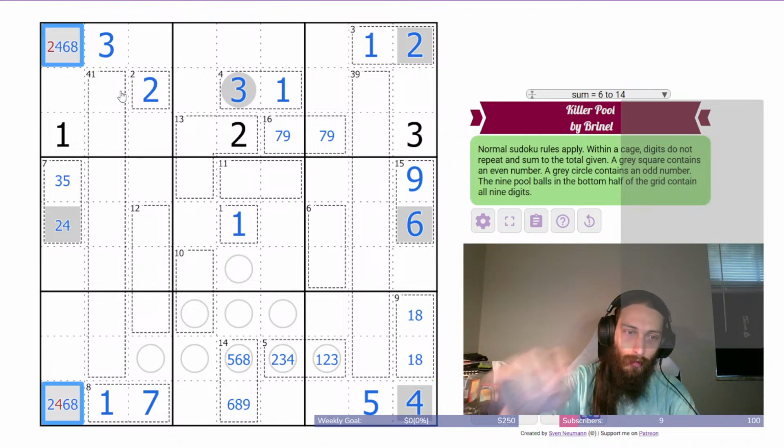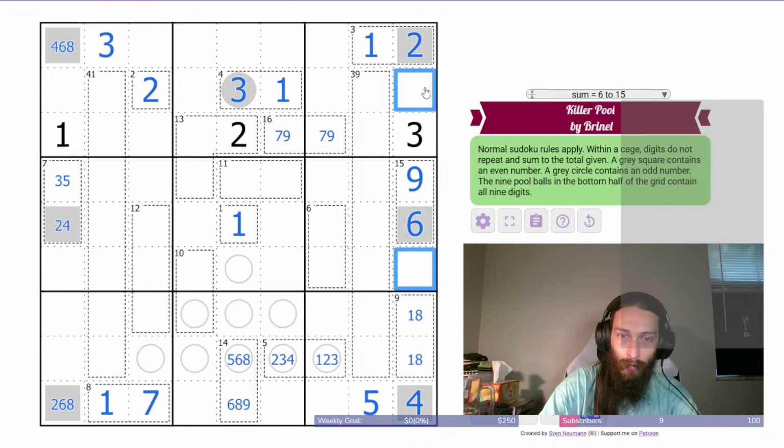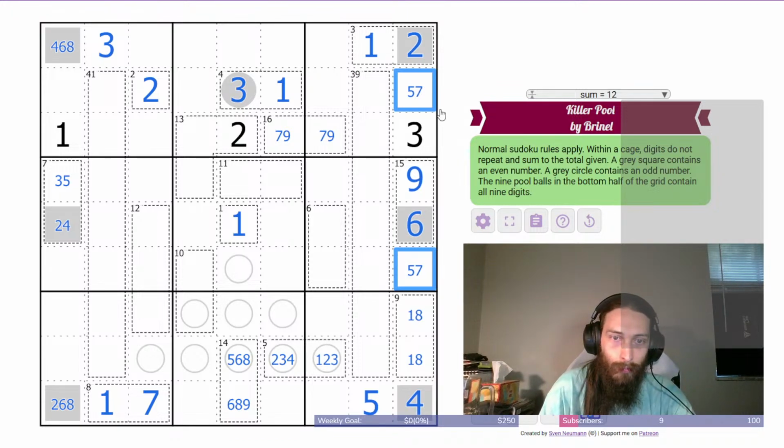And 2, 4, 6, 8. Not 2 on the top, not 4 on the bottom. 2, 6, and 8 was already taken care of. Of course, that being a 4. And what, 5 and 7 left over? Yeah, the 1, 8 in box 9 takes away the 1 from the 5 cage. So we get a 2, 3 pair here.